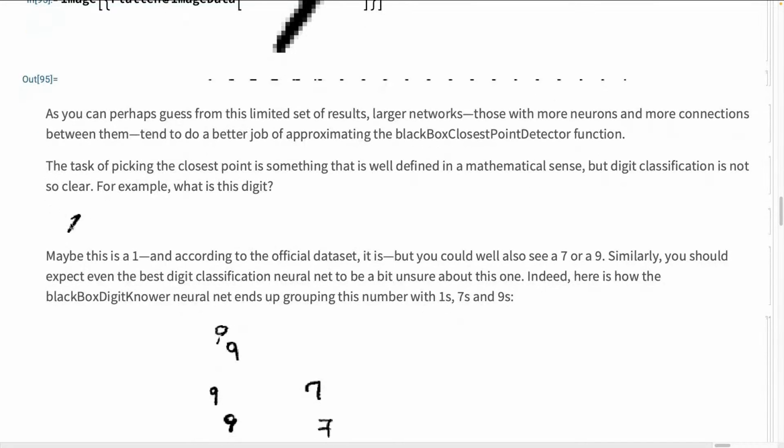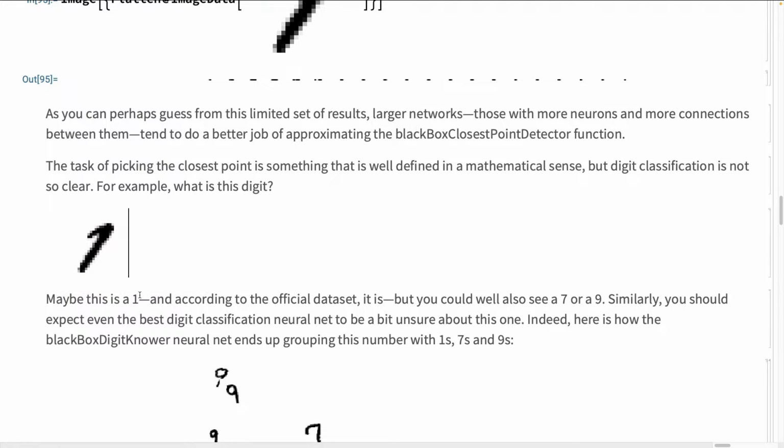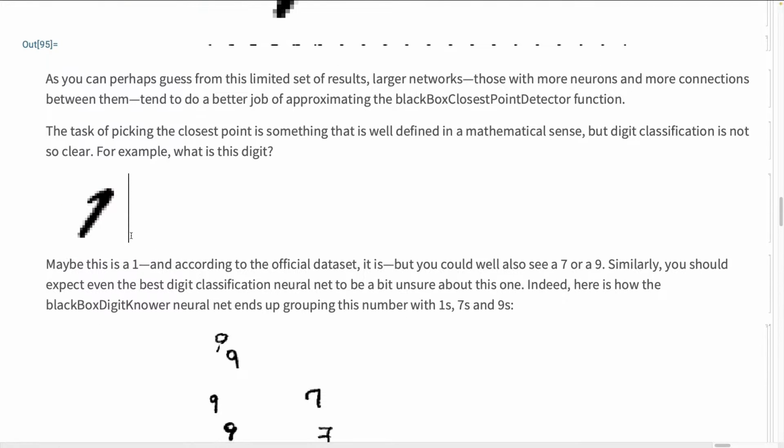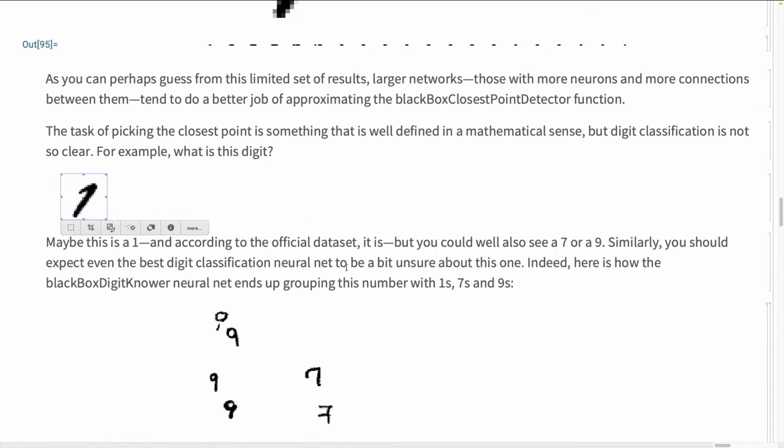So, for example, what is this digit? Is this a 1? Probably, right? According to the official data set I got it from, it's a 1, but it could be a 7, and it could also be a 9 where the loop is really scrunched up and pixelated. You could see somebody writing a 9 that looks like that. So it's not really well defined that this is mathematically a 1. The person meant to write a 1, so we need some sort of model which can emulate human-like tasks to recognize that they probably meant to write a 1, even though it could be a 7 or a 9.